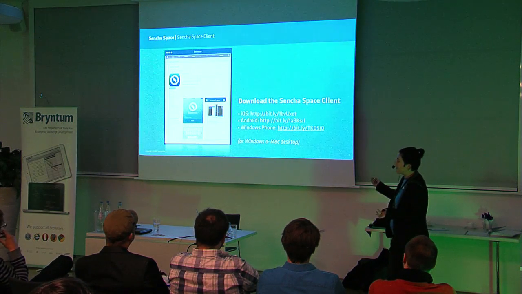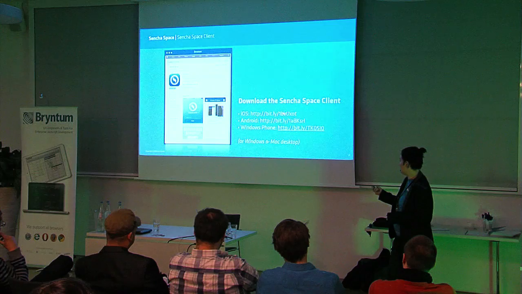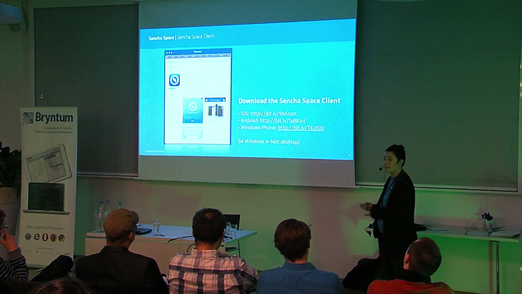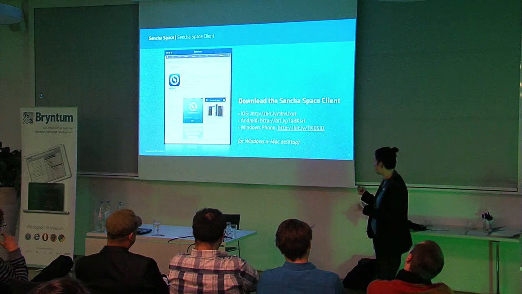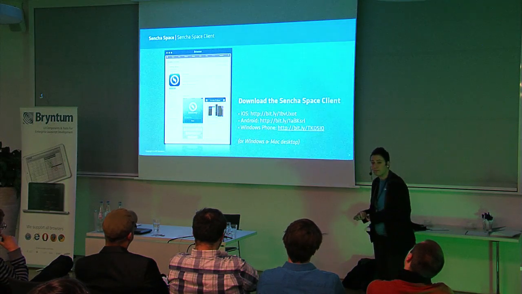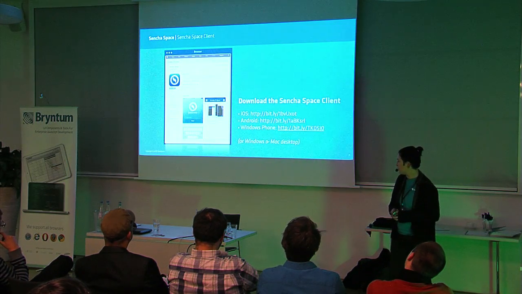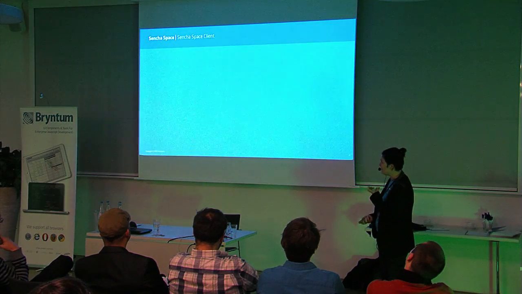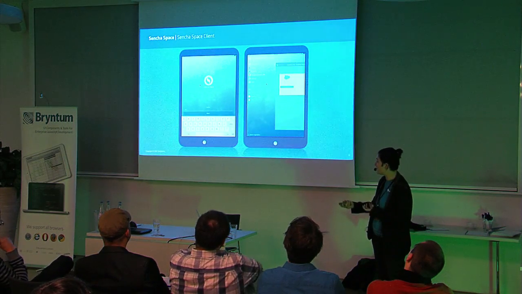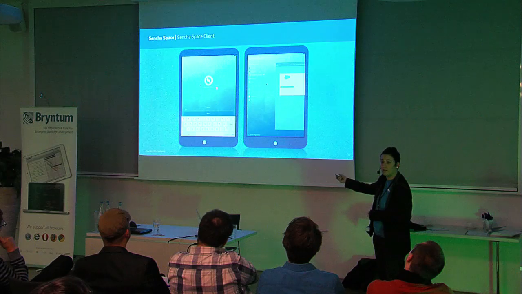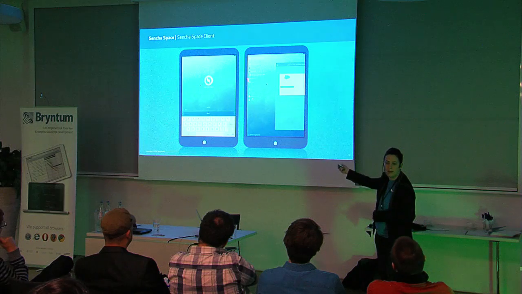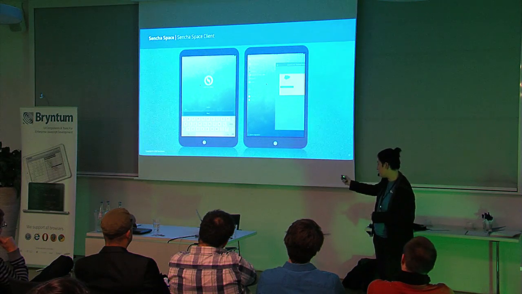You guys can try this as well. You can download the Sencha Space client. You can get it from the iOS App Store, the Android App Store or Windows Phone, and for Mac and Windows it will be available as well. And once you have access to this client, you simply log in. Here I'm running it on the tablet, and you can see all the apps that were provisioned to me by my IT manager are in this list.